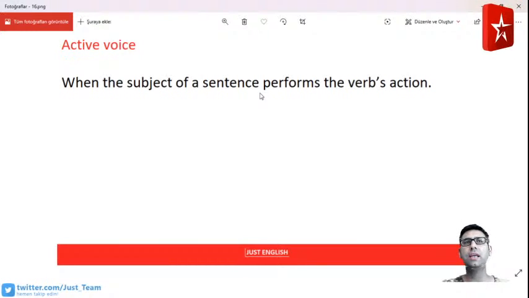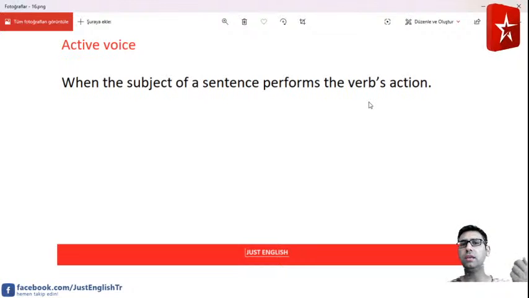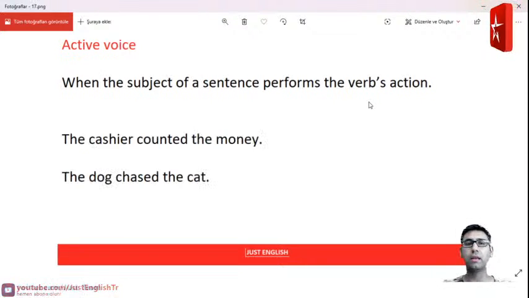That's basically he. Remember, the boy washed the dishes? So, subject is he. Okay. Subject performs the verb's action. So, verb is wash. So, he washed. Subject is doing the verb's action, okay?